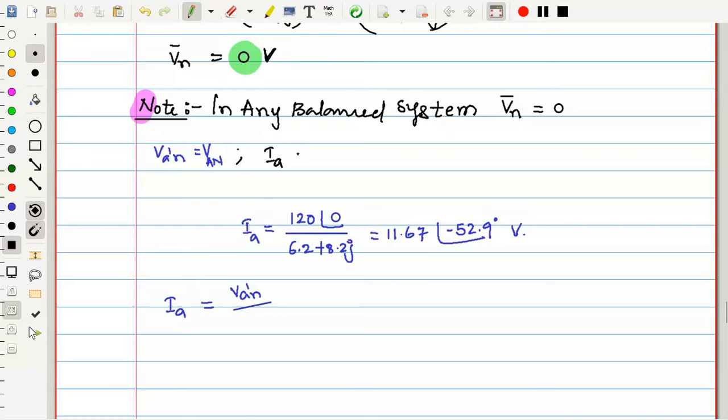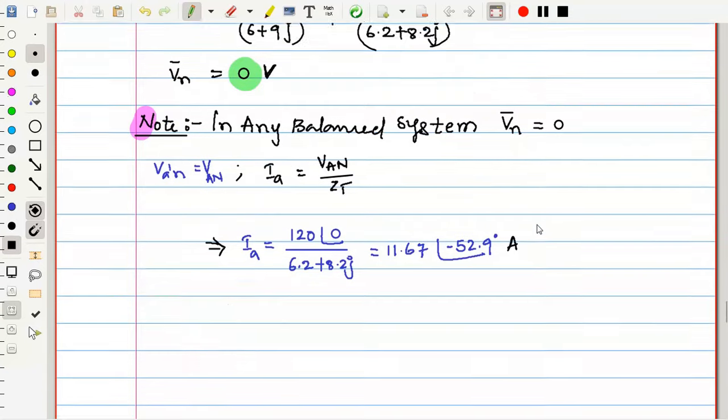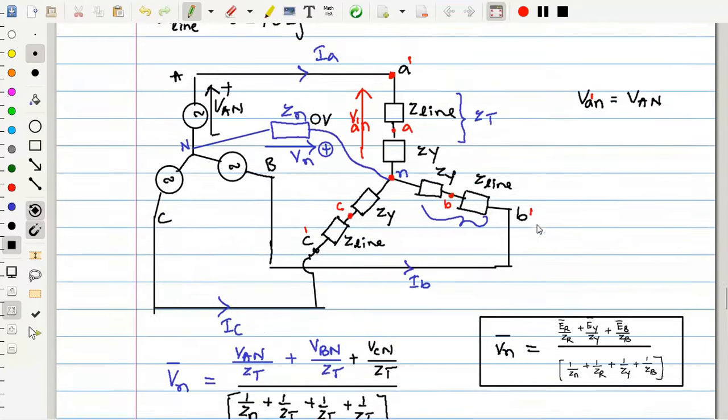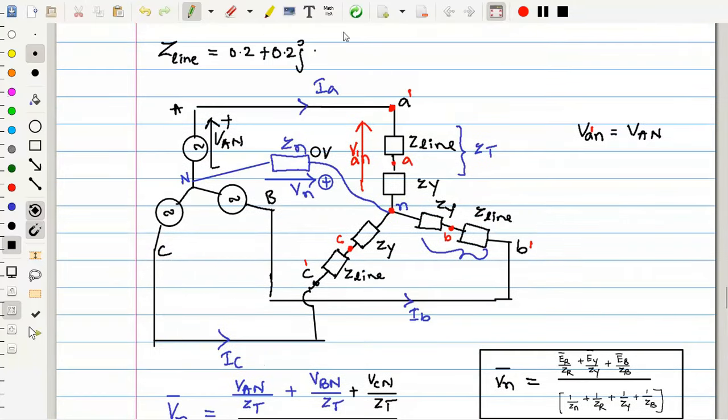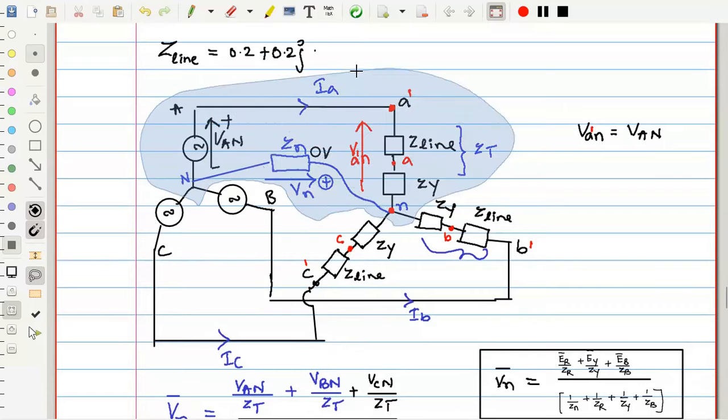So then IA is equal to VAN divided by ZT. So this IA we are calculating here. Now I already got the IA, so no need to write IA again. This is not volts, this is amperes. Voltage divided by impedance is amperes. So from the diagram, I will take this portion to avoid confusion in this big diagram about which things I am talking about, just like previously, I chose something in this way.